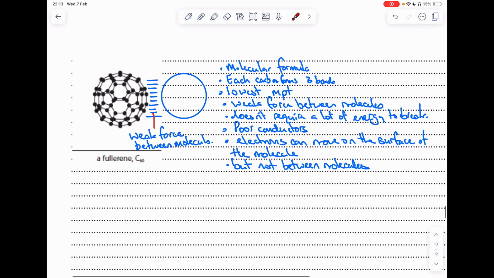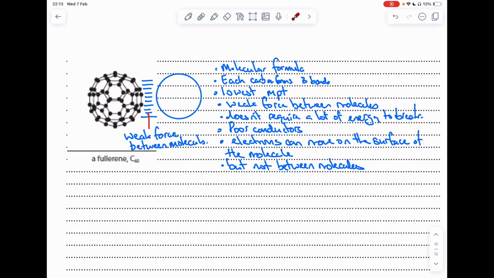The last one is fullerene, and here I've drawn a second molecule. So that's my first molecule, and here's my second molecule. And in between these 2 molecules, there are weak forces of attraction. So this one is molecular. Again, each carbon in here forms 3 bonds. The melting point for these is very low because there are only weak forces between the molecules, and that means they don't require a lot of energy to break.